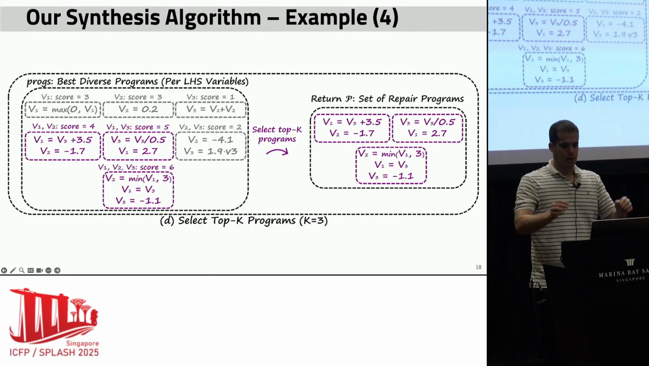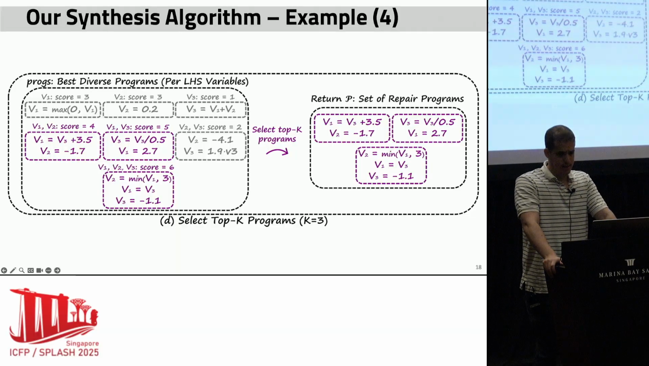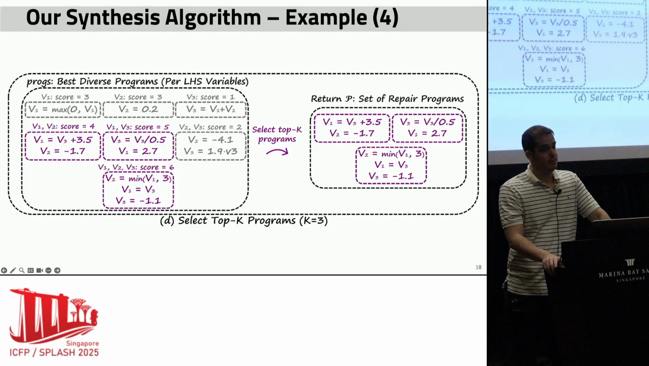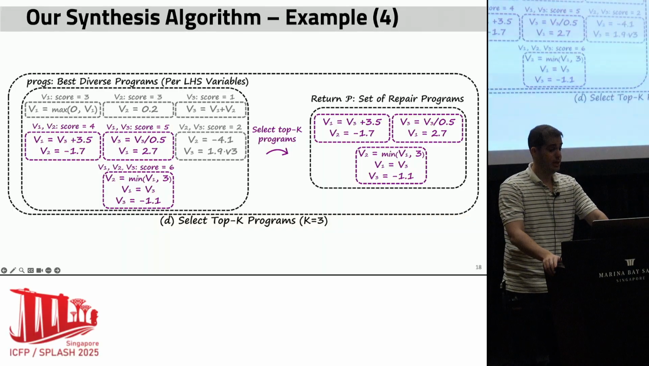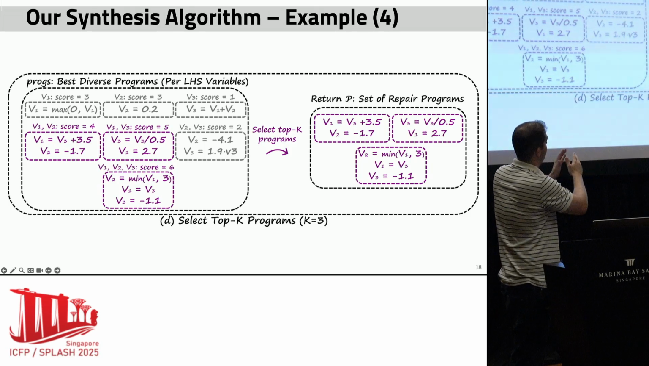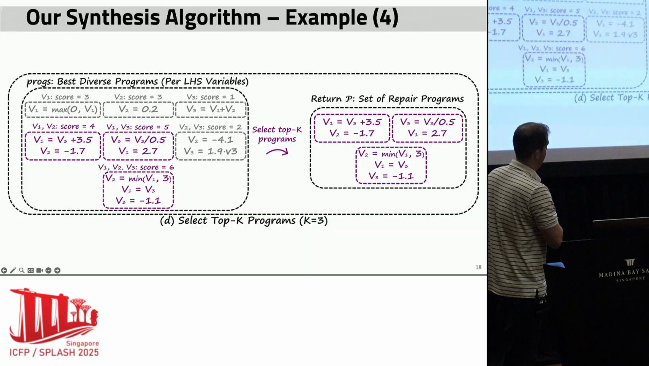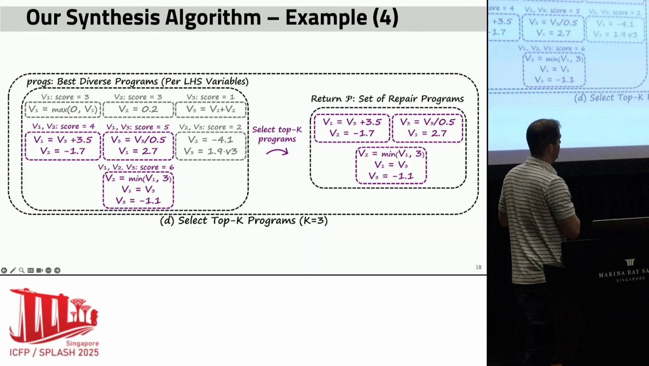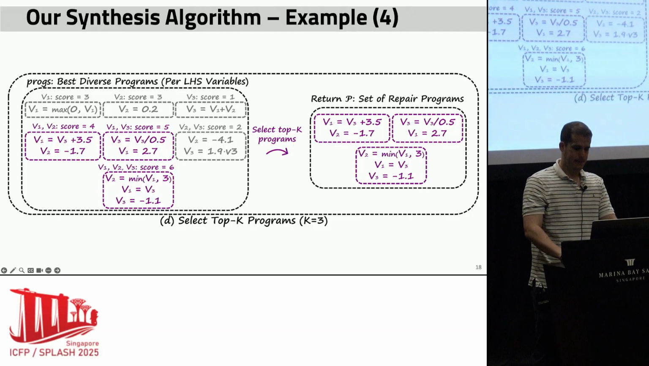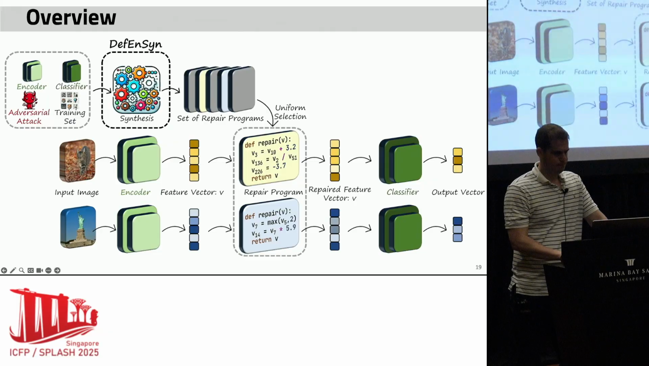Lastly, we finish all our iterations for all the predefined program lengths. We select the top K programs with the highest score from the dictionary. Note that each of the selected programs, here K equals 3, has different repaired features in the left-hand side, which makes our set of repaired programs diverse.